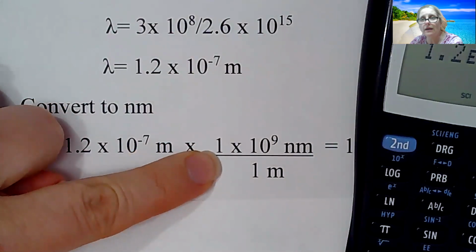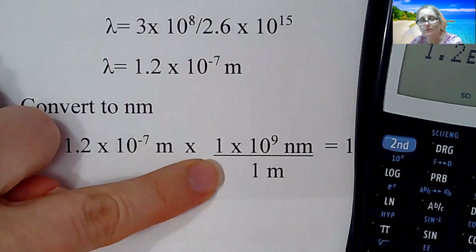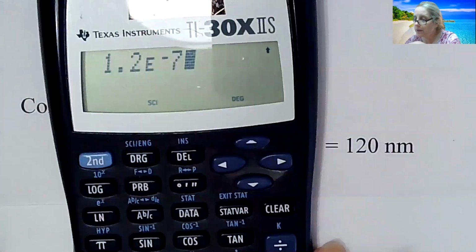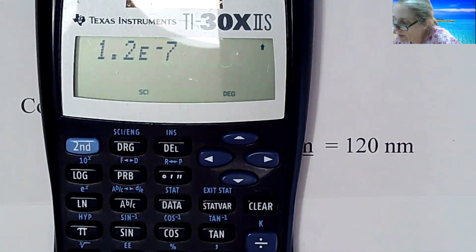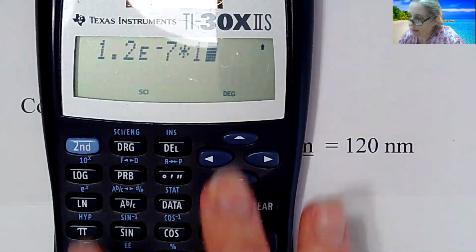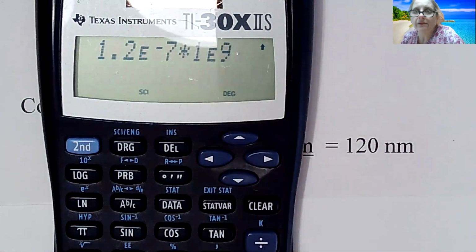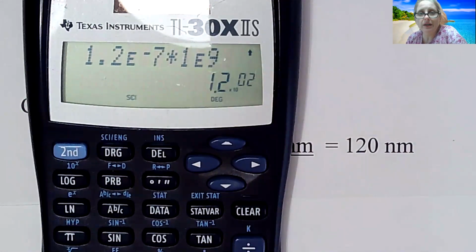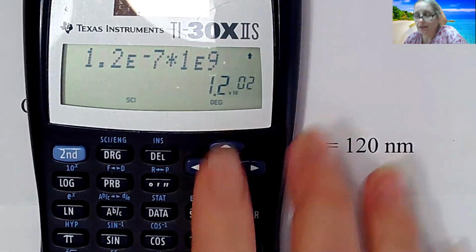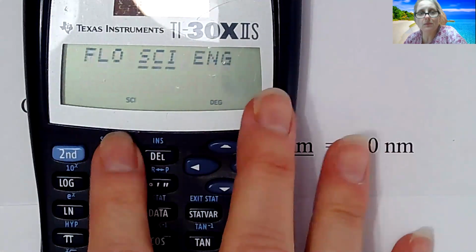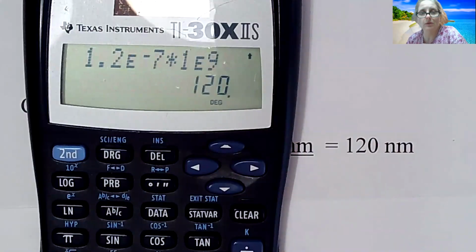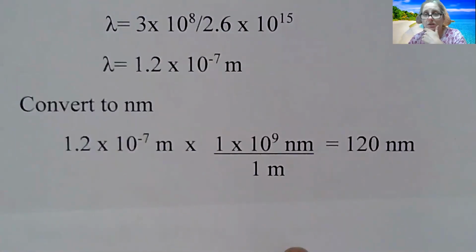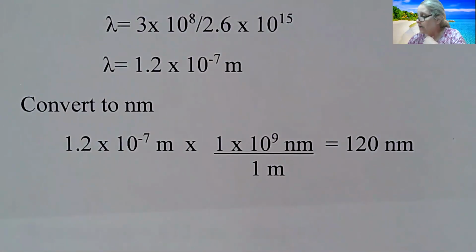So this is called a dimensional analysis way of doing this type of problem. I'm going to multiply it by 1. So I hit multiplication, 1, second function E, 9. That's going to be the power of 10. And when I put that in my calculator, I get 1.2 times 10 to the 2. Again, if I want to change my notation to normal notation, it comes out to be 120, which is my answer. So you will have to convert things to nanometers when you're doing these calculations.